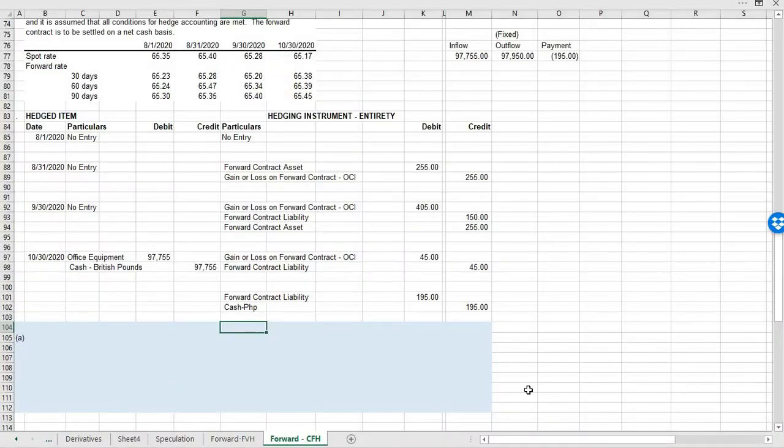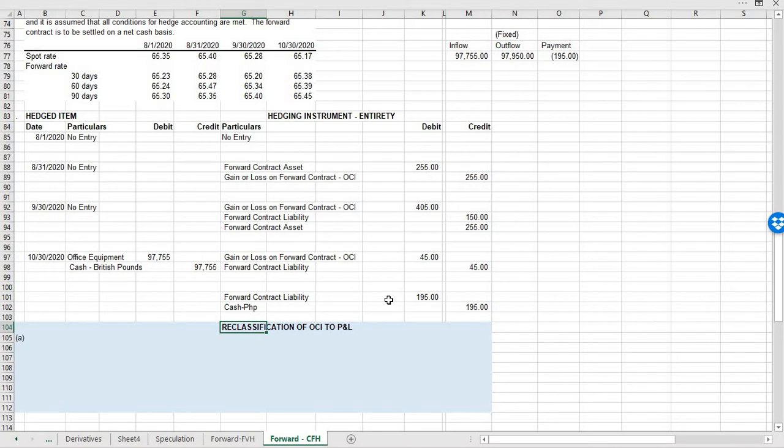So, unahin natin yung adjustment to initial cost. Ito yung ating first way to reclassify yung OCI, so, adjustment to the initial cost. Ang initial cost ng ating office equipment is 97,755 pesos. So, ibig sabihin, ito daw ay i-adjust natin, either dadagdagan or babawasan. And since ang ating OCI ay may balance na 195 pesos at siya ay debit balance, loss siya. So, isasara natin yun ng buo.